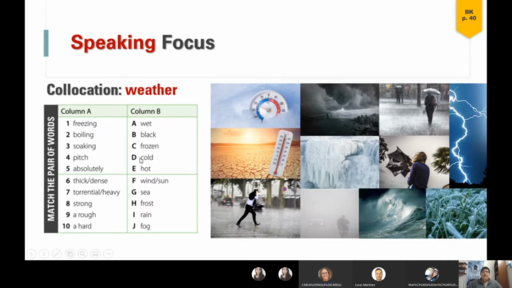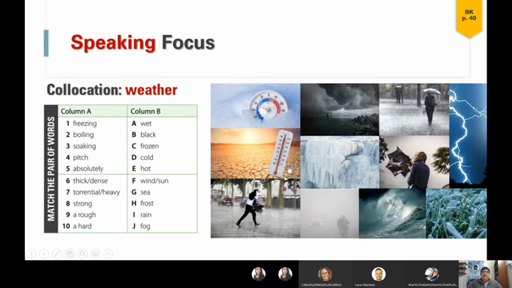It's freezing cold, yes? We use this combination to refer to the weather when it's not only cold, but very cold, okay? A day in which it is really, really cold, okay? So you can see this picture and you can understand what I mean, yes? Now, let's go to this other picture, okay?